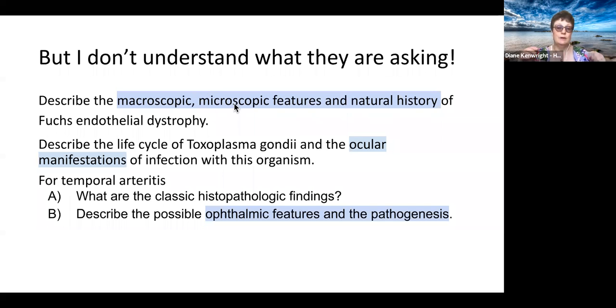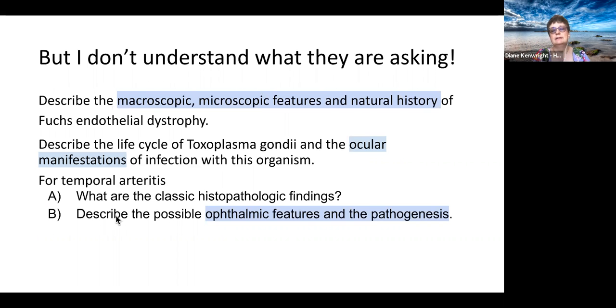And the microscopic features are what we see down the microscope. So the macroscopic features of a melanoma of the choroid would be what you see through the ophthalmoscope. Here's another one. Describe the life cycle of toxoplasma and the ocular manifestations of infection. What do they mean by the ocular manifestations? Well, what they mean is the clinical and the microscopic features. Mostly they're going to ask this. So the ocular manifestations is what you would see on clinical examination, plus the microscopic things. And then you would probably talk about the complications.